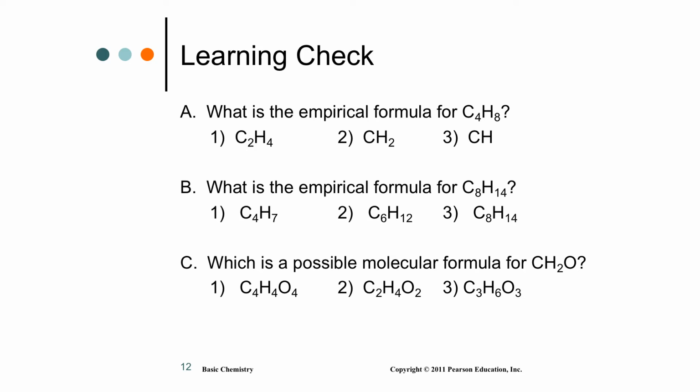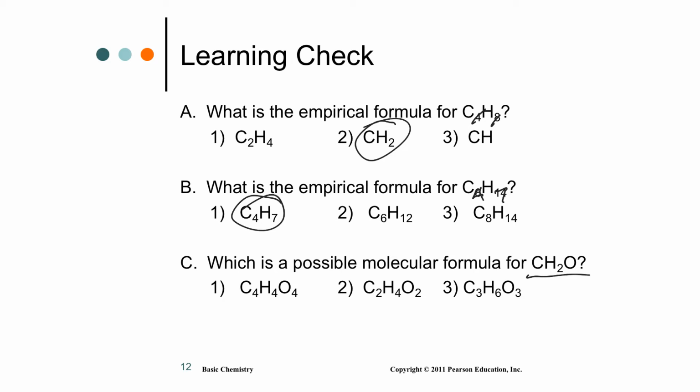What's the empirical formula of C4H8? Well, 4 goes into 4 once, 4 goes into 8 twice. So ta-da! What's the empirical formula of C8H14? Well, 2 is as good as I can get, so that has to be C4H7, and so that one was it.